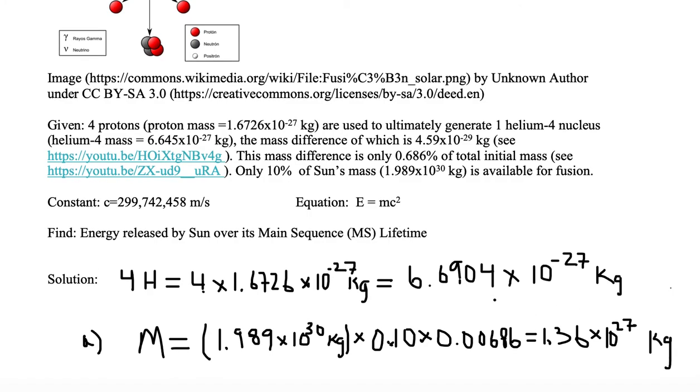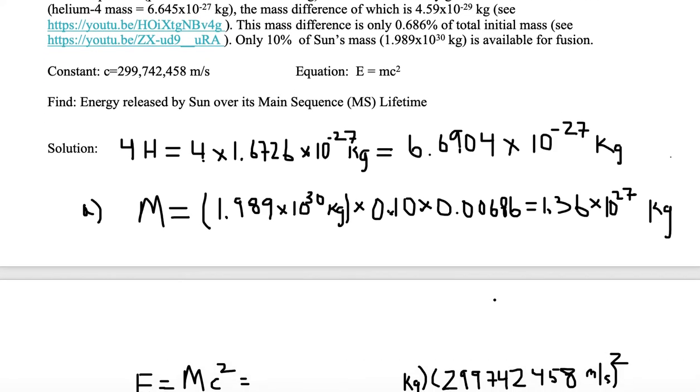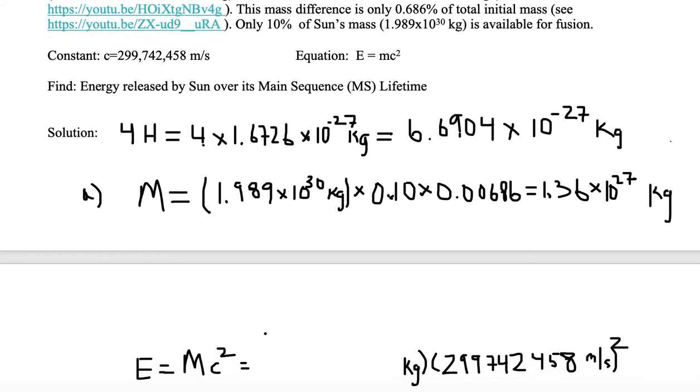So now that's the amount of mass that's available, and we want to multiply that by c squared so we can find out how much energy is going to be released. So we're going to take this 1.36 times 10 to the 27th kilograms, and we want to multiply it by the speed of light squared.